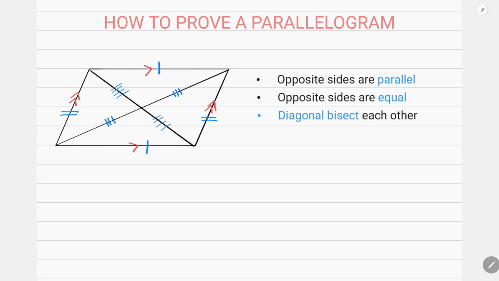And then we also know that the opposite angles in a parallelogram are equal. So this angle over here is equal to this angle, and this angle is equal to this angle. So that is it for the properties of a parallelogram. And now we can move on to how we prove that a shape is a parallelogram.